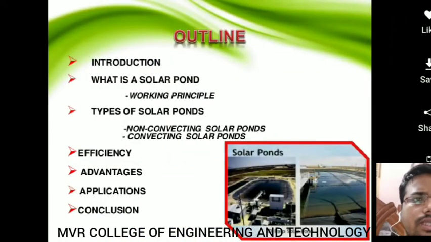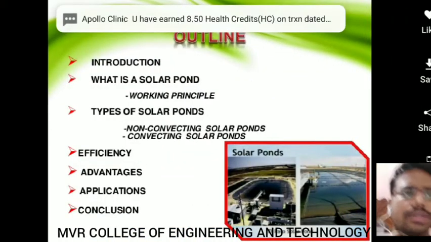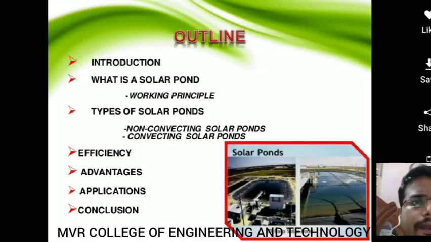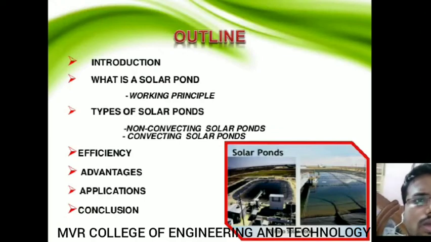The main outline is: what is the basic introduction and what is meant by a solar pond, what is the working principle of the solar pond, what are the different types of solar ponds available, like non-convecting solar ponds and convecting solar ponds, what is the maximum efficiency of the solar pond, and what are the advantages, applications and conclusions. So let us see the basic introduction of solar ponds.